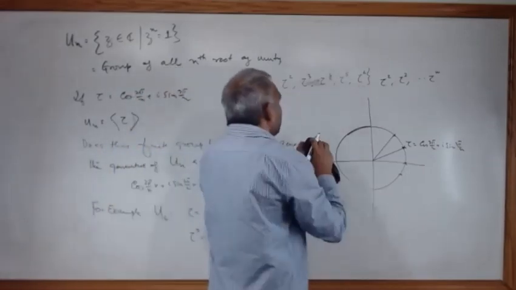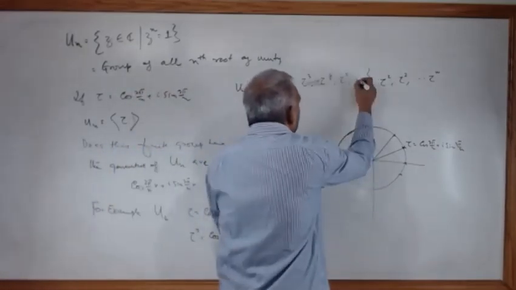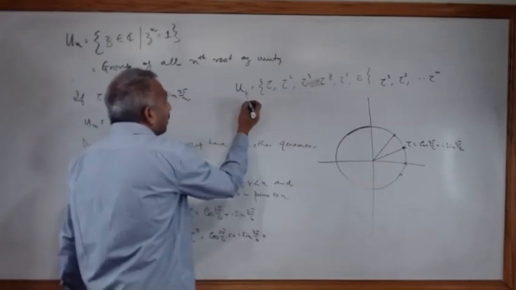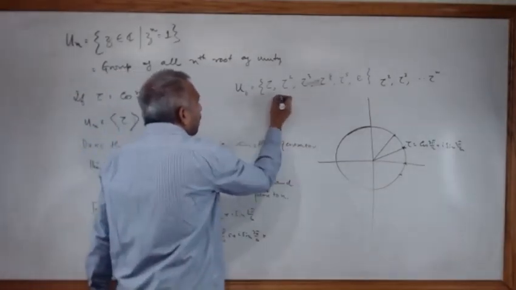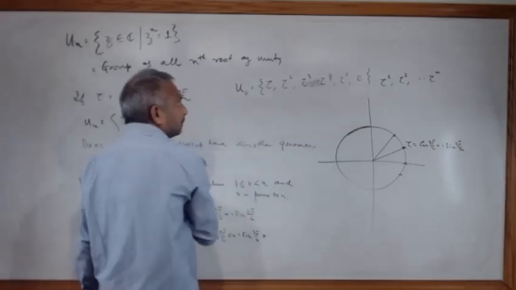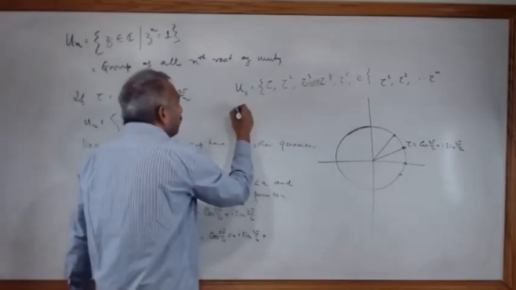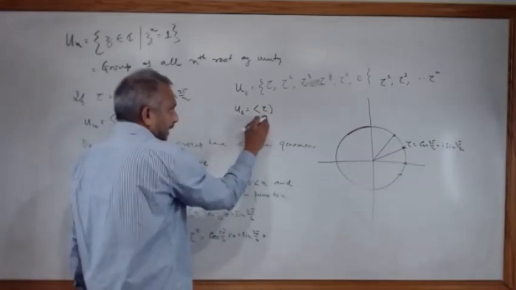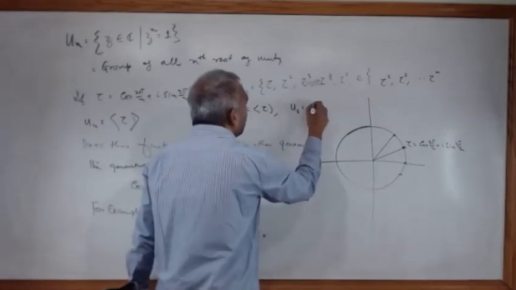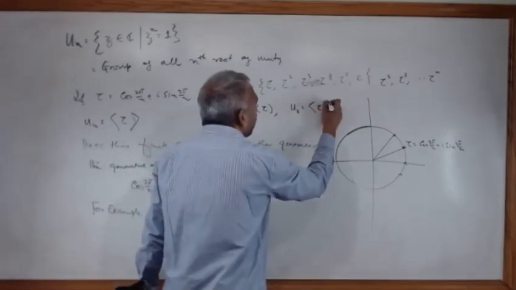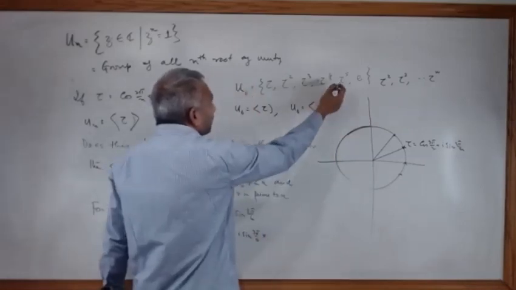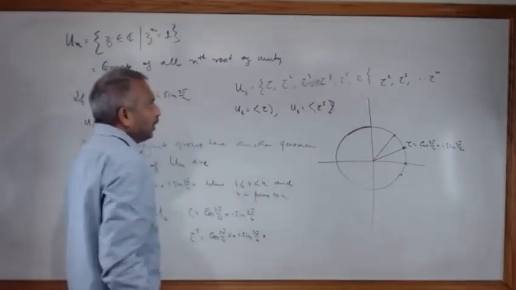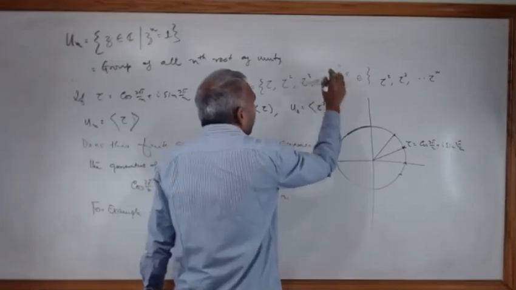Now, let us assume that this is, we'll write it as E. So the binary operation in this is actually multiplication. So if U6 is generated by zeta, then it is also generated by zeta 5, because 5 is prime to 6. You can generate the whole group using 5.